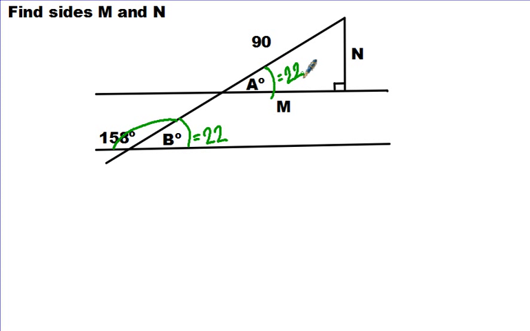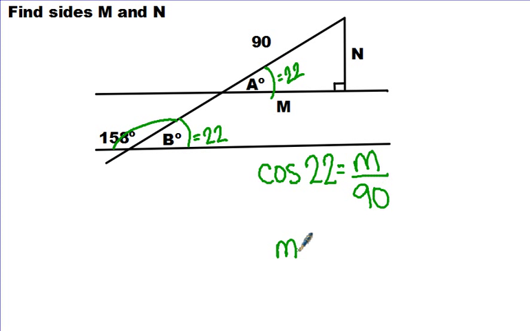All right, so let's start with M. M is adjacent to this angle, and we know the hypotenuse, so we're going to use the cosine function. The cosine of that 22-degree angle is the adjacent, which is M, over the hypotenuse, which is 90. So in order to solve for M, we're going to do 90 times the cosine of 22, which is going to give us 83.7.